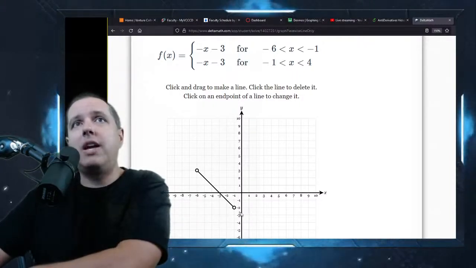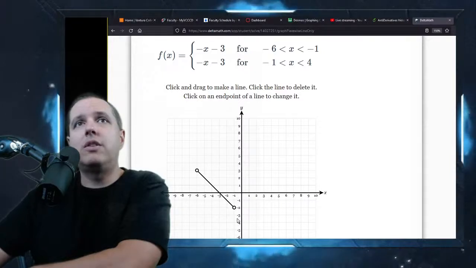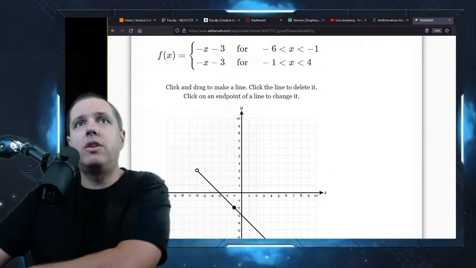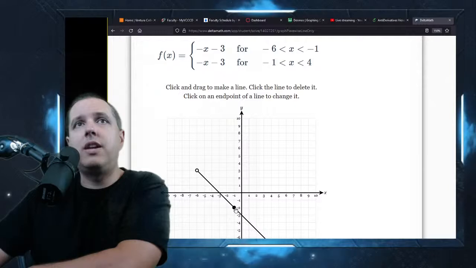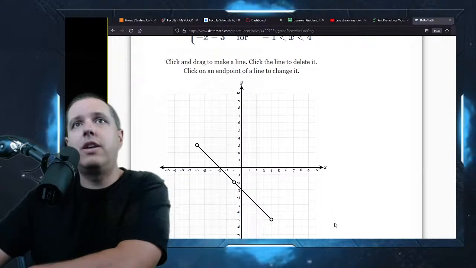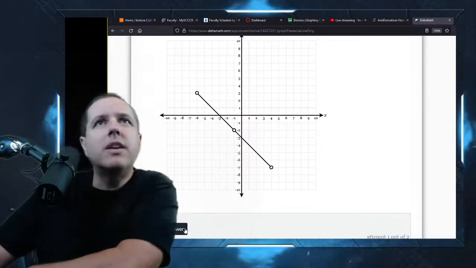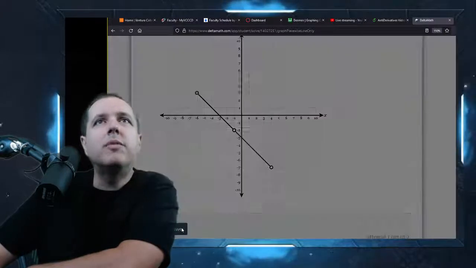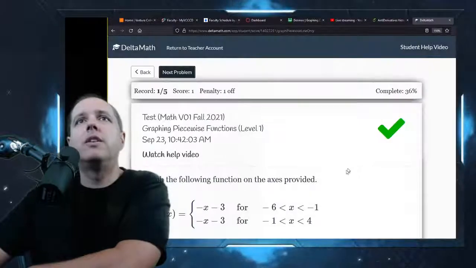It's the same line. So we're going to go, let's see. This one's going to go here. Hollow dots on the end again. Should look like that. Let's see, did I get everything lined up right? Sometimes it's hard to tell if you got it perfect. Looks like we nailed it.